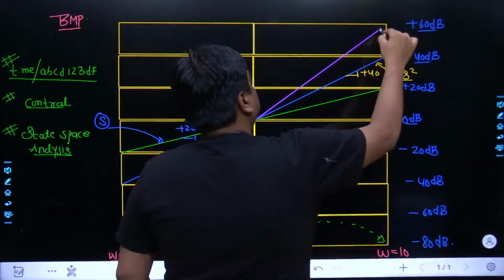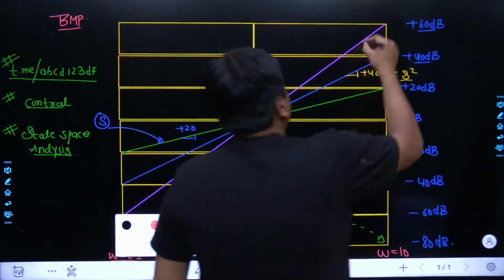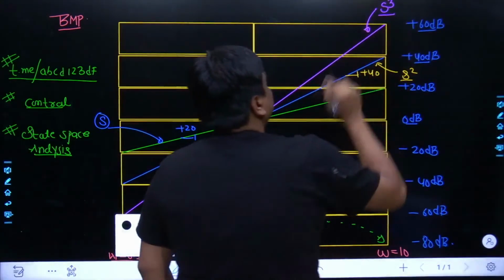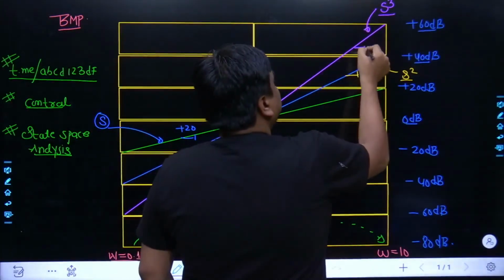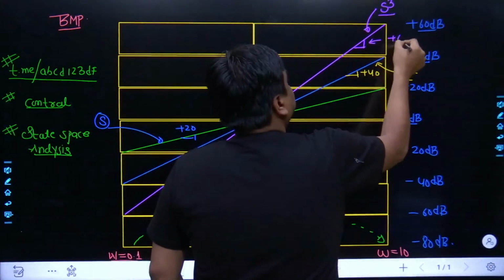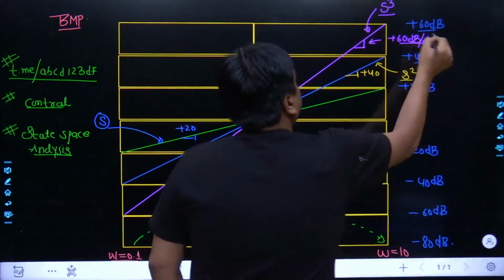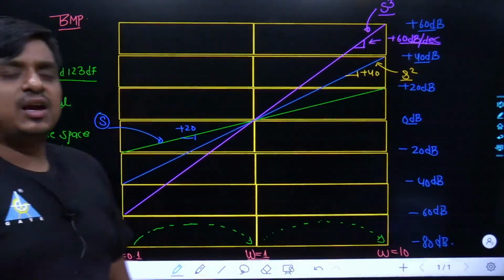This is another term, and how its Bode plot would look like, we can have a reference of it. This is S cube. May I know how much slope we had over here? The slope which we had over here is plus 60 dB per decade. Till this point, I don't think any student would have any kind of doubt.